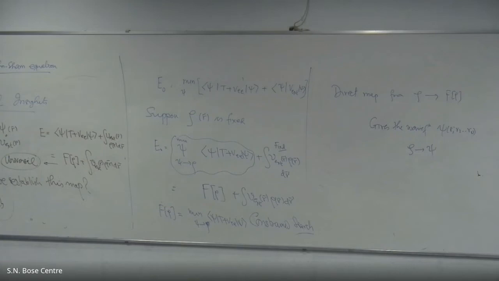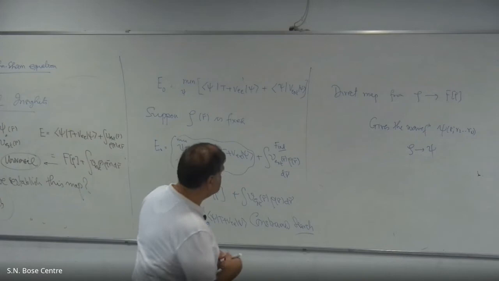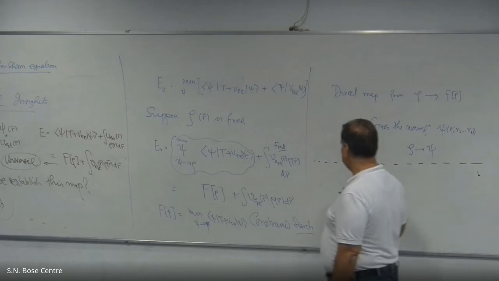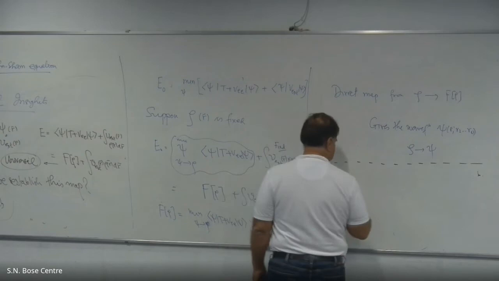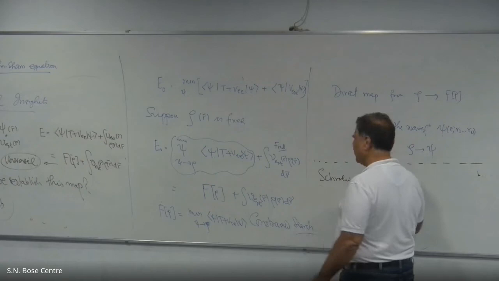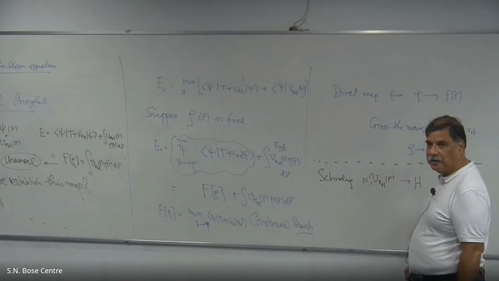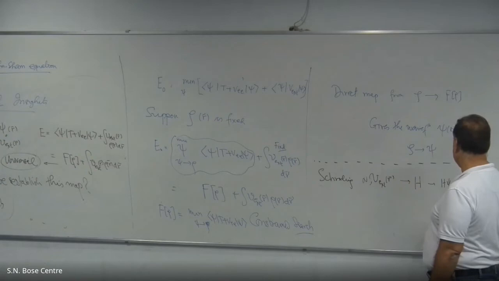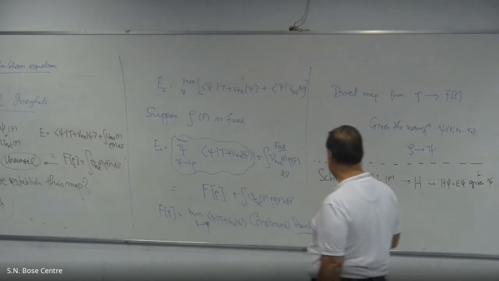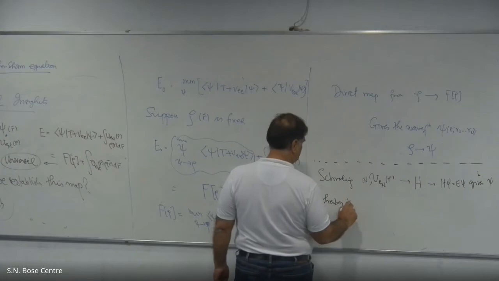Okay? So let's compare, since you asked. In one case, Schrodinger says V external specifies a system at N. N is given, we'll assume it is fixed. That gives me the Hamiltonian, and then you say H psi equals E psi. That gives the many-body wave function, right? Now let's say on the other side, this is given.